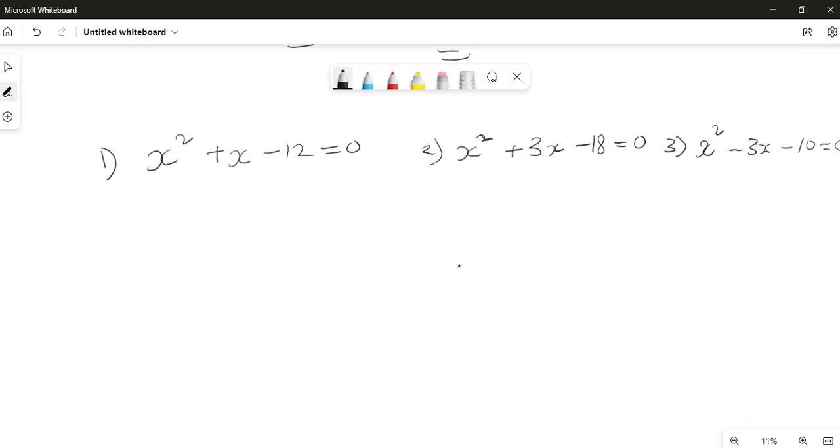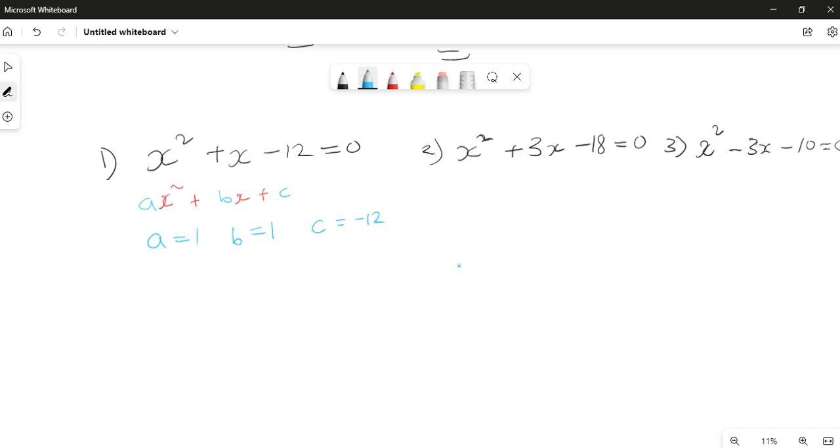All right, so the first thing that you're going to do, you will list down what your A is, what your B is, and what your C is. If you remember, the format of a quadratic equation is ax squared plus bx plus c. A is the coefficient of x squared, b is the coefficient of x, and c is the constant. So in this case, our A equals 1, our B equals 1, and our C equals negative 12.